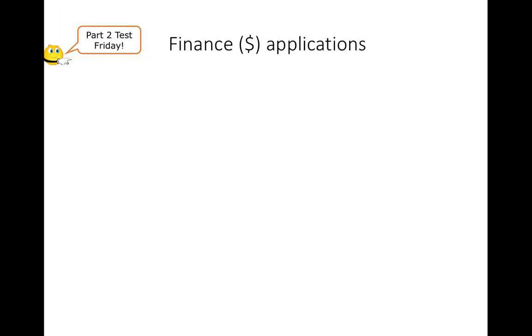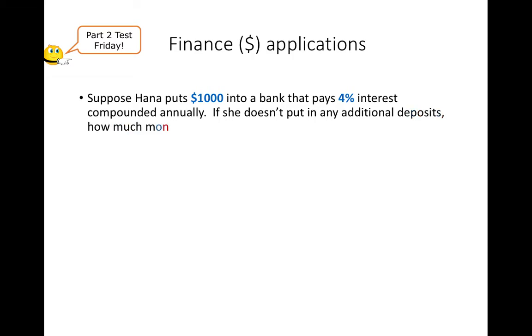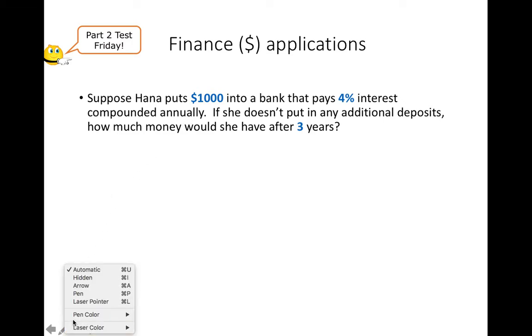So finance applications. So let's talk about banks. Now you need to know banks know what they're doing. They've hired a lot of mathematicians, and they make the math work in their benefit, not yours. So let's suppose that Hannah puts $1,000 into a bank that pays 4% interest compounded annually. You don't need to write down all those words, but here's the words you do need to write down. You need to put down 1,000. That's her initial amount.